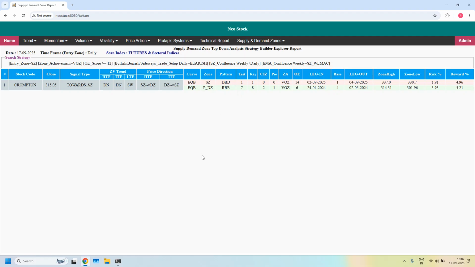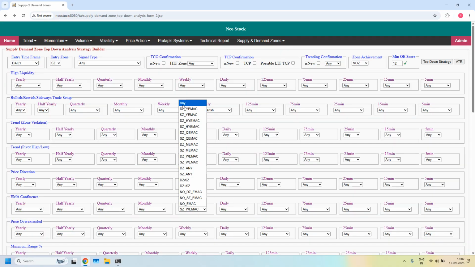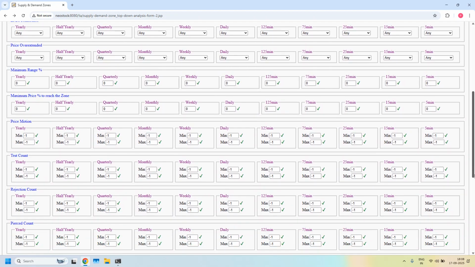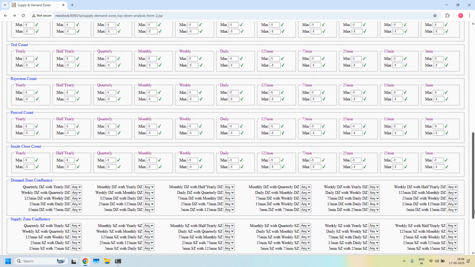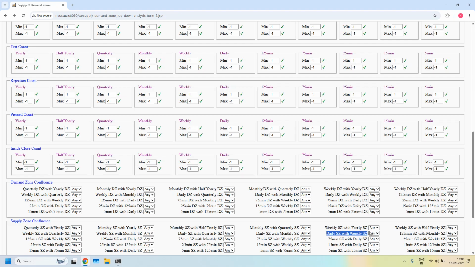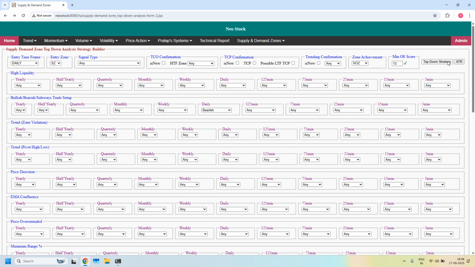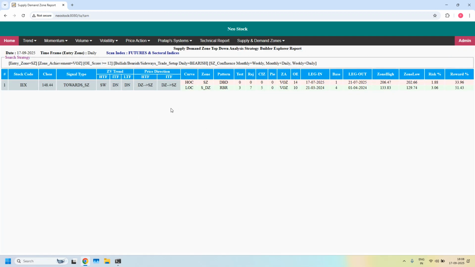Next, let us look into LTF, ITF, HTF supply zone confluence and then HTF EMA confluence. I removed ITF EMA. Supply zone confluence, three filters I have to set. Daily and weekly, daily and monthly, and weekly and monthly supply zone confluence. With all the three filters, we got only one stock.